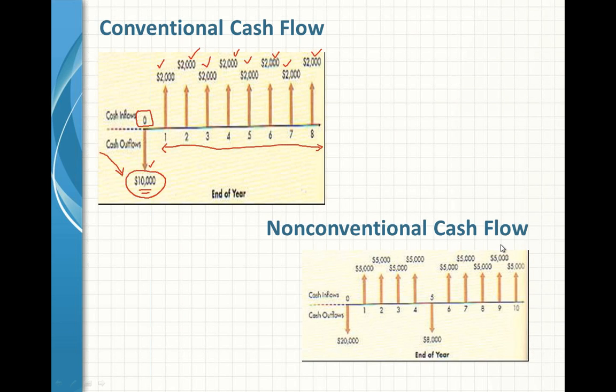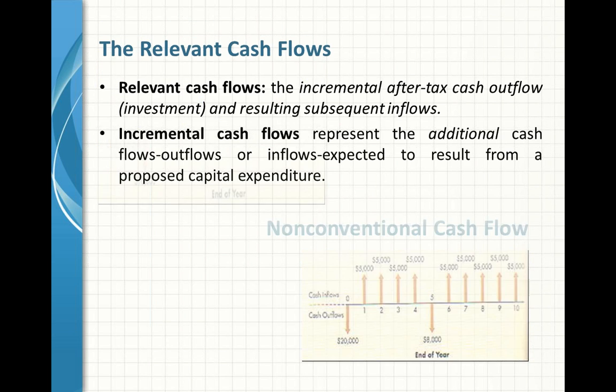This is called non-conventional cash flow. It means you need to pump in additional money during the life of the project, unlike conventional cash flow. In conventional cash flows, you just invest only at the beginning of the project. It doesn't require further money. But in the case of non-conventional cash flows, expect an outflow again during the life of the project after the initial investment.